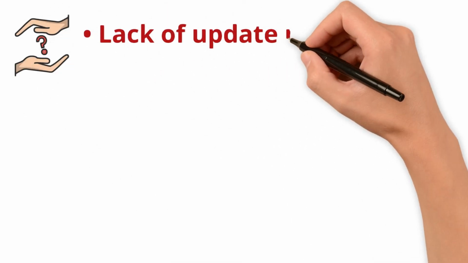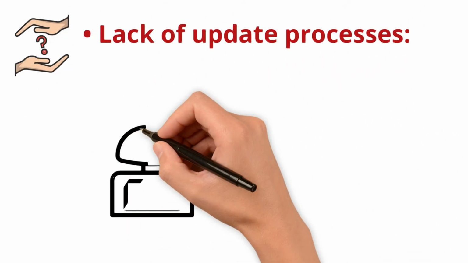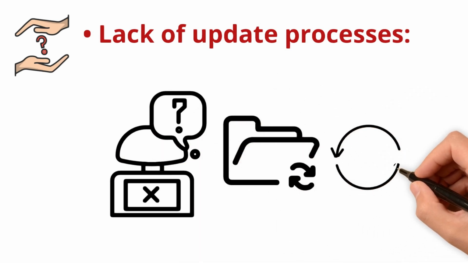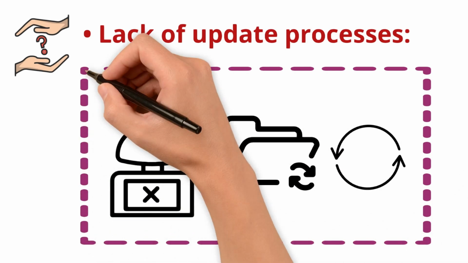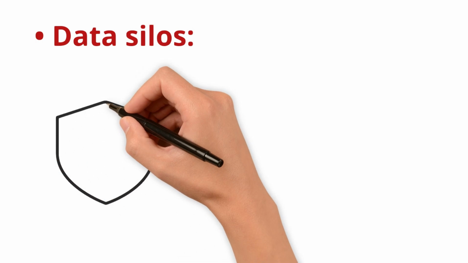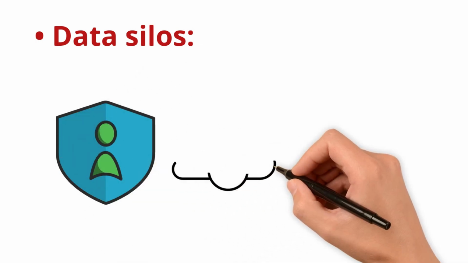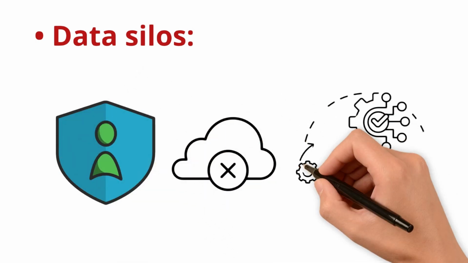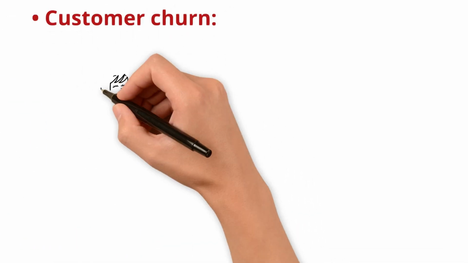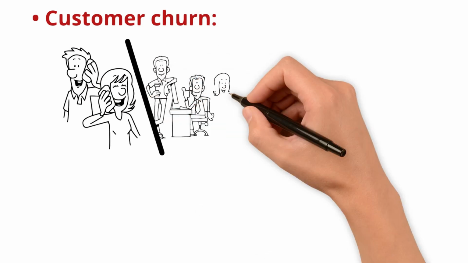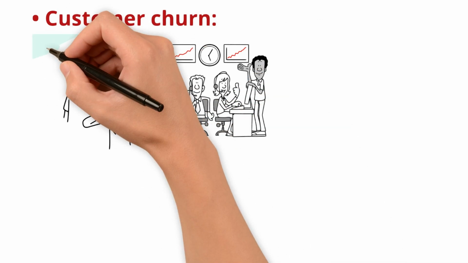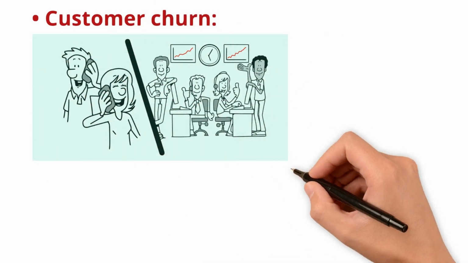Lack of update processes. If there are no clear procedures in place for updating data as it changes, it will inevitably become outdated. Data silos. Information stored in isolated systems might not be easily accessible for updates. Customer churn. When customers leave or stop interacting with a company, their data may not be deactivated or flagged as outdated.